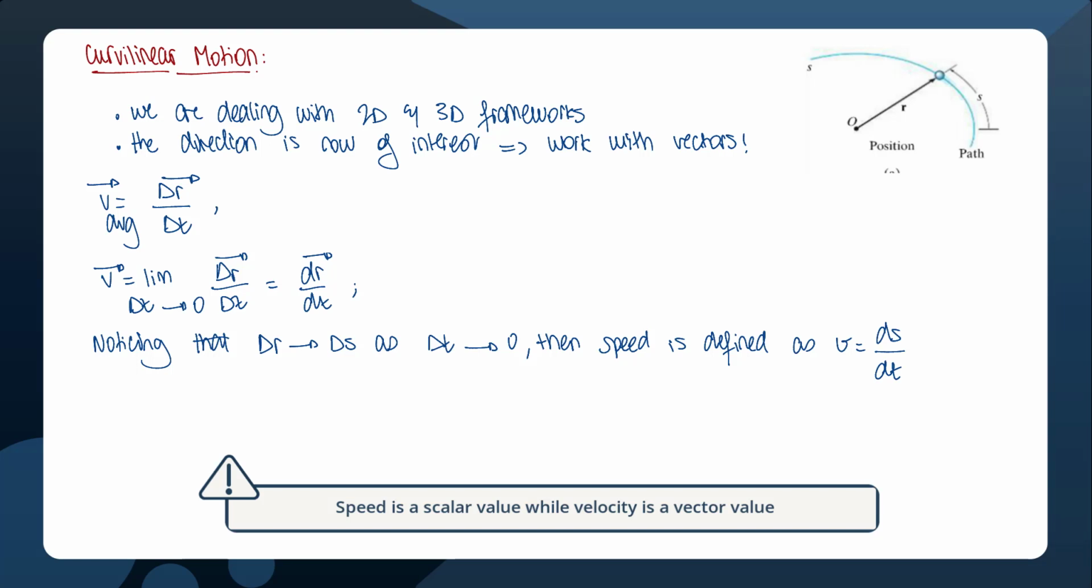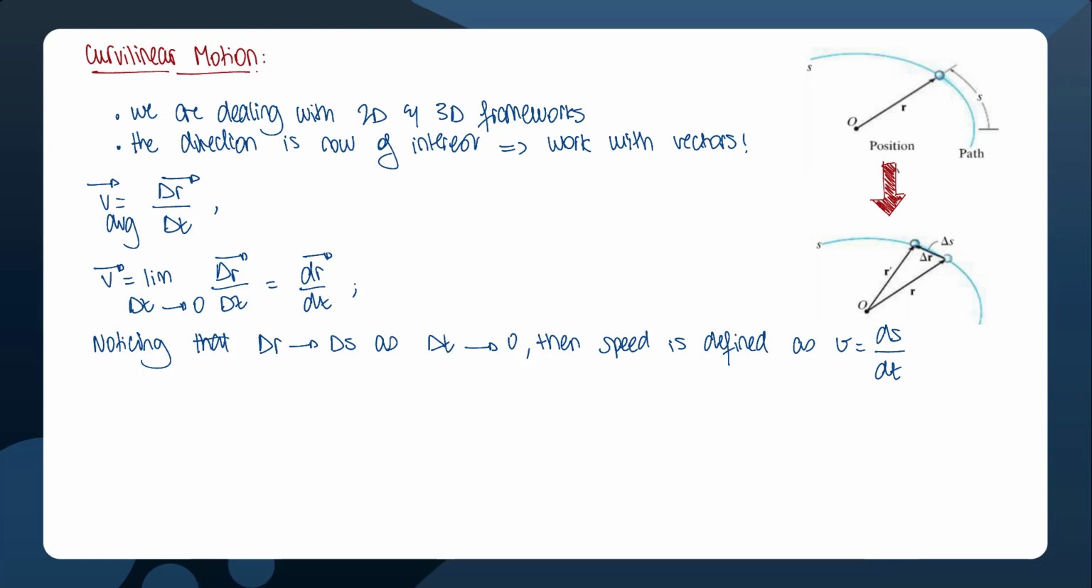Now, why are we actually saying that delta r tends to delta s? Looking at the graph, you know that delta s is the chord. And so as the distance gets smaller and smaller between the two different points, this delta r, which is the change in the position, gets closer to the delta s. And we can simply replace one with the other.